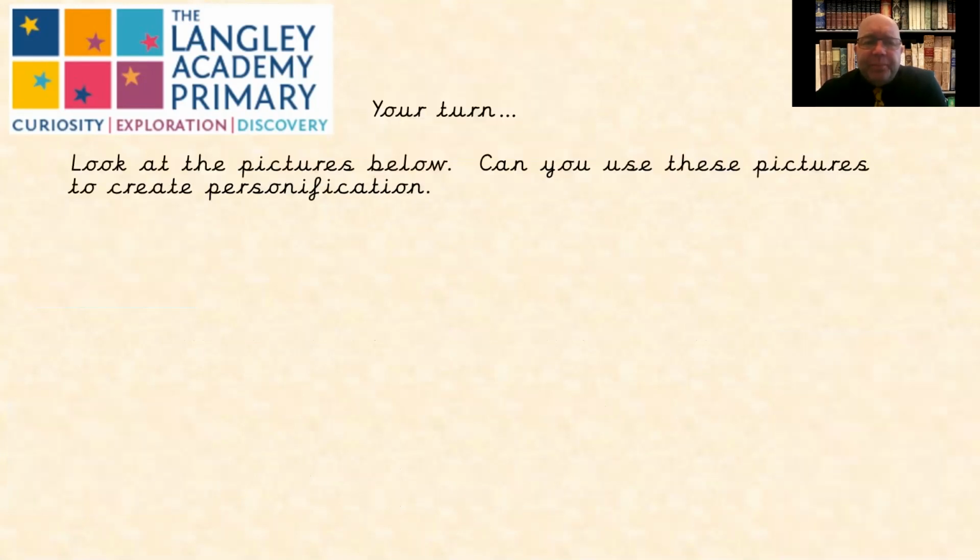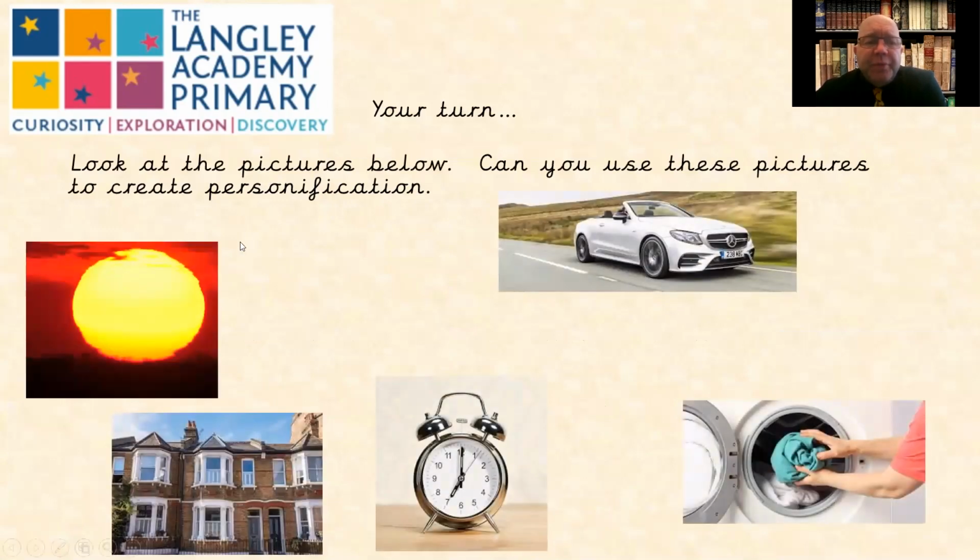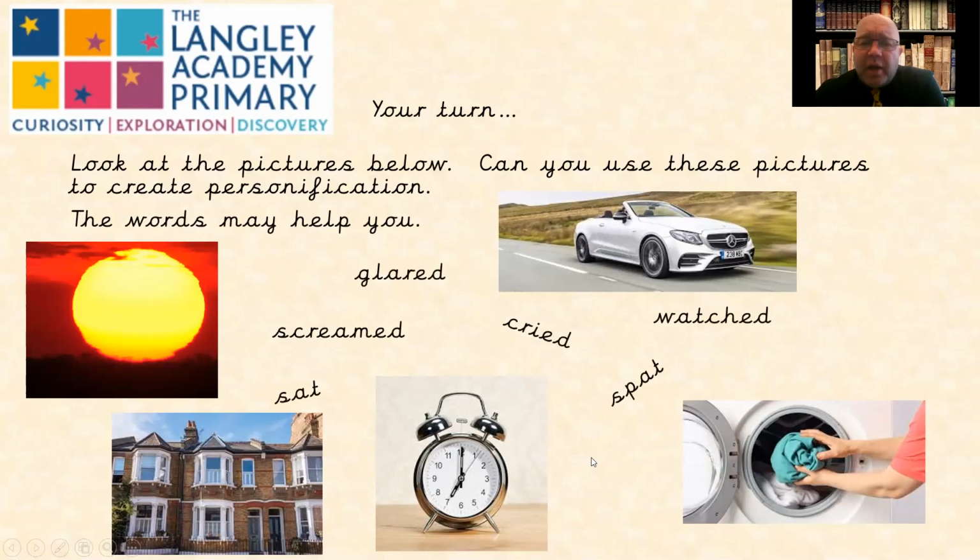So now it's your turn. Have a look at these pictures and see if you can create a personification sentence, a personification statement for each one. Okay, so we've got the sun, a car, a house, an alarm clock, and a washing machine. Now, these words might help you. You don't have to use them, but they might just help you along the line. Pause the video, have a go at creating five sentences for me, one each, to give a personification statement to each of these images. Pause the video now.